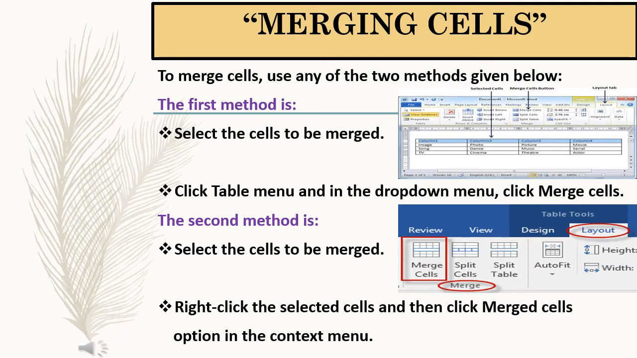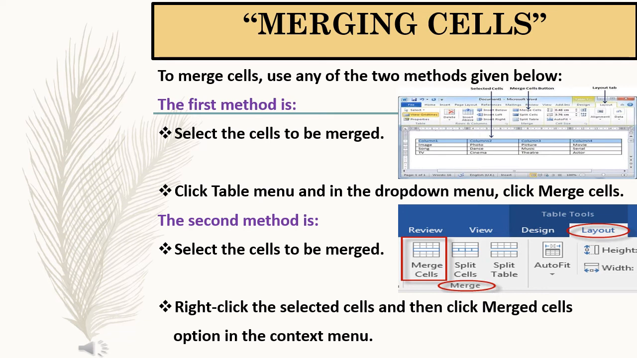Merging cells. While using tables in MS Word, you may sometimes require to merge cells to form one cell. To merge cells, use any of the two methods given below. The first method is: select the cells to be merged. Click the Table menu and in the drop-down menu, click Merge Cells. All the selected cells are fused to form a single cell with size equal to the area of the selected cells. The data in the selected cells gets adjusted in the bigger cell.